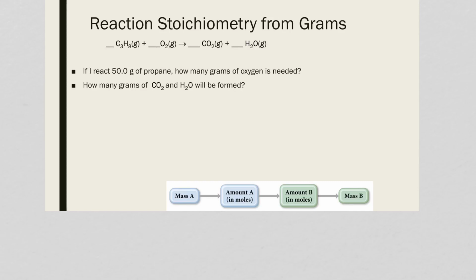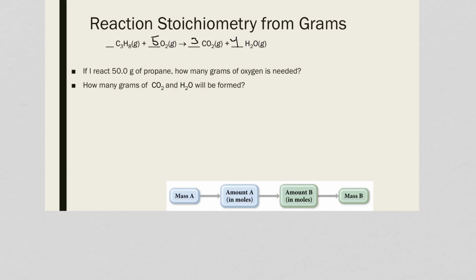Okay, so we're going to stick with this same equation. So let's go ahead and write our coefficients in here. So we had a 1, we had a 5, we had a 3, and we had a 4. Okay, so we have our balanced equation. Now, the question says, if I react 50 grams of propane, how many grams of oxygen is needed?